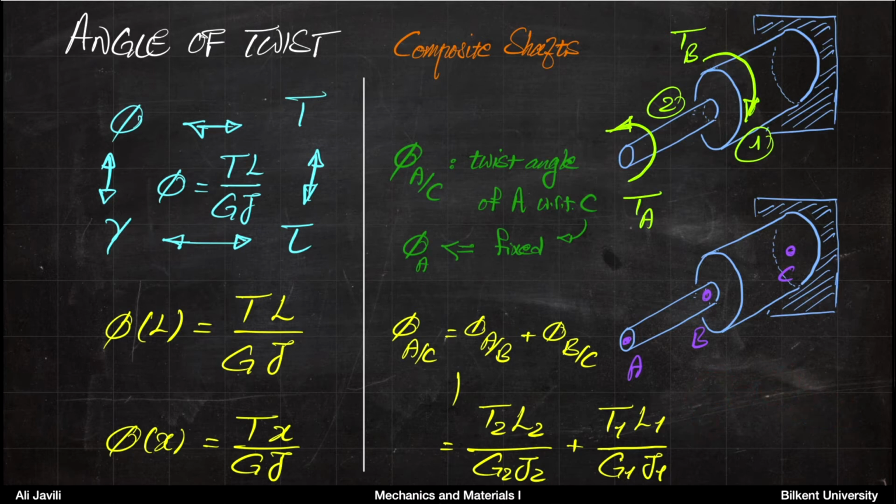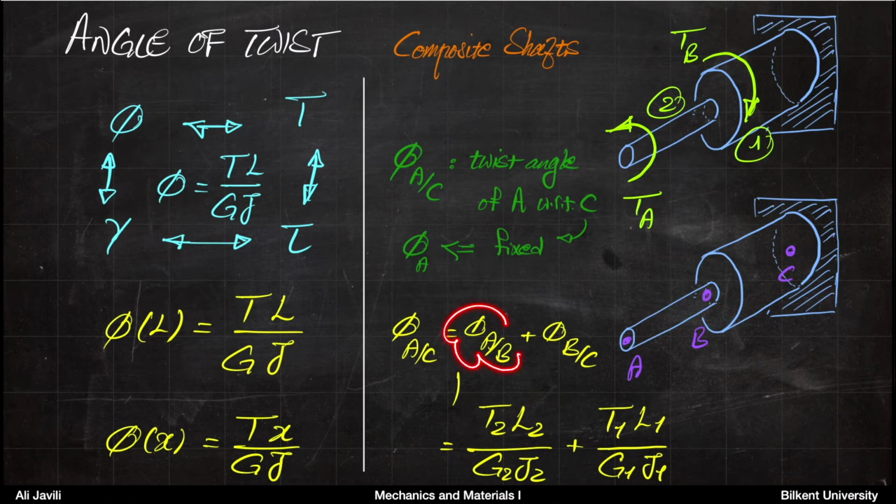And then phi of A with respect to C is the same as phi of A with respect to B, and then B with respect to C. So basically, you calculate how much rotation or how much twist you get from A to B, and then how much twist you get from B to C. You add them up, and you get the total twist at A.